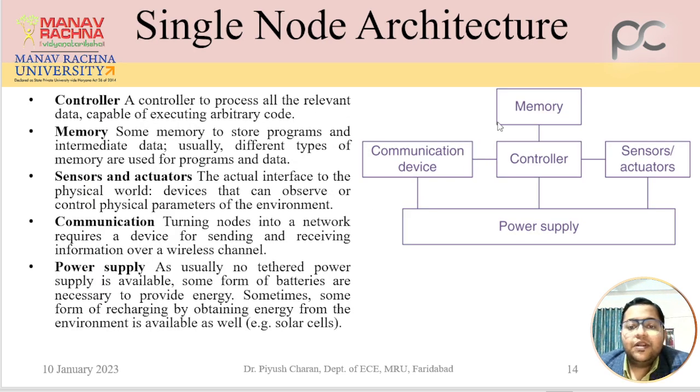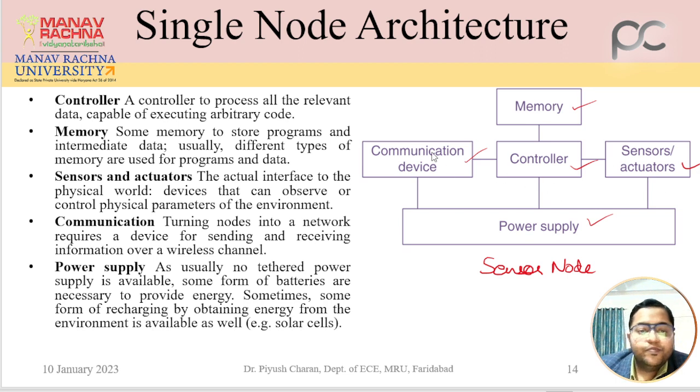So this is a typical single node architecture of a sensor node. This sensor node comprises various subunits. Number one is the memory, then the communication device, and the controller. There are some sensors and actuators, and a power supply that powers all the remaining four. So what does a controller do? A controller is used to process all the relevant data, capable of executing arbitrary code. Memory stores programs and intermediate data. Usually different types of memory are used for programs and data.